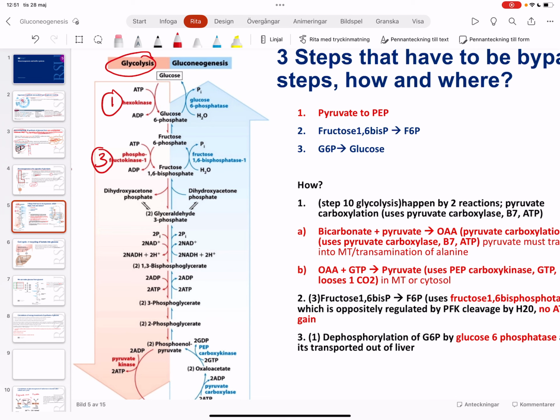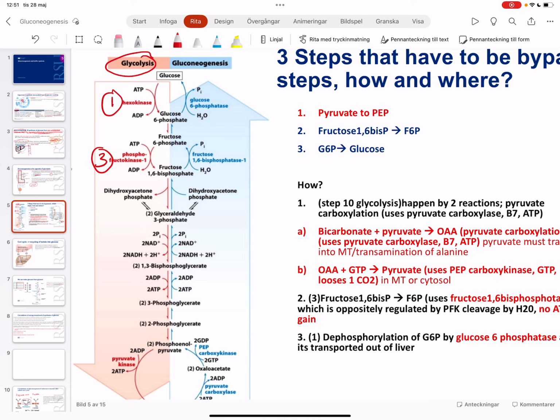But in gluconeogenesis, we will start from pyruvate, and we want to get to phosphoenolpyruvate, just like I wrote here. The thing is that in order to do that, we have to do 2 reactions. In glycolysis, we only had 1 reaction that went to pyruvate, but to go from pyruvate to phosphoenolpyruvate, we need 2 reactions. The first one is to go from pyruvate to oxaloacetate, and we do that with the help of pyruvate carboxylase, and also biotin, which is vitamin B7, and also ATP.